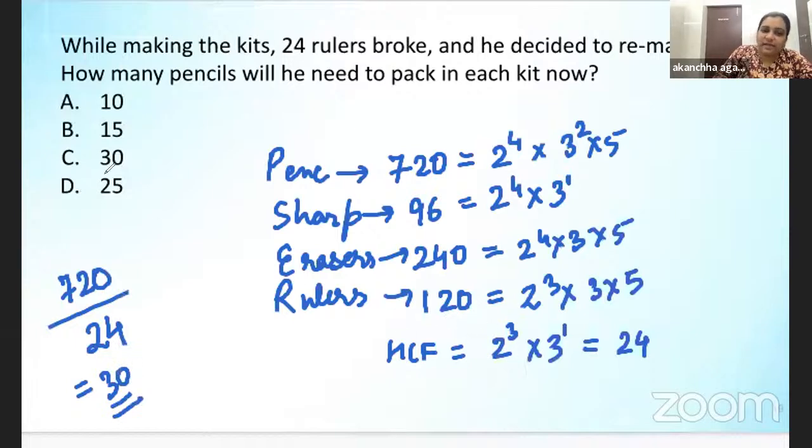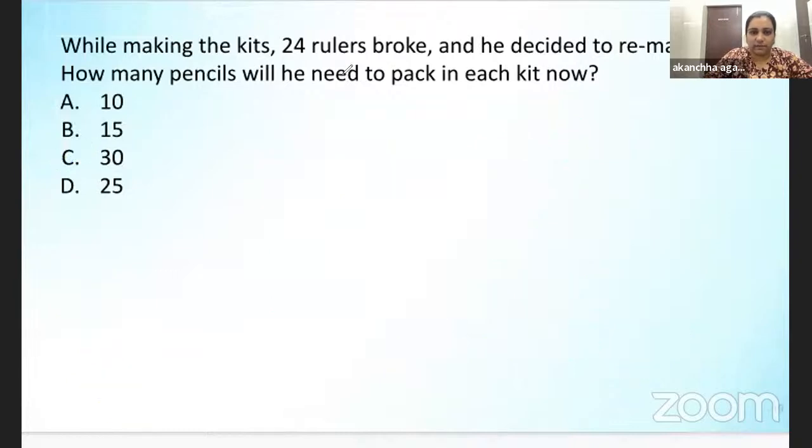I'll tell you, sometimes they'll give an option which is equal to 24 also. So you got 24 as the HCF and you'll mark the HCF. But remember, it is not asking you HCF directly. It is asking you that if this many kits are there, then how many pencils are there in each kit, which we'll find by dividing. Is it clear to you guys? Fine. So the correct option is option C. Let us proceed to the next problem.